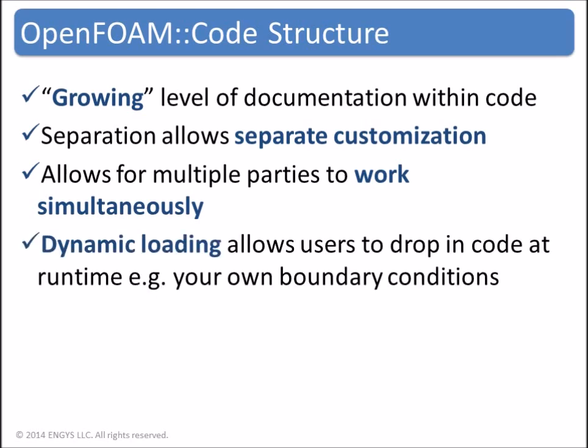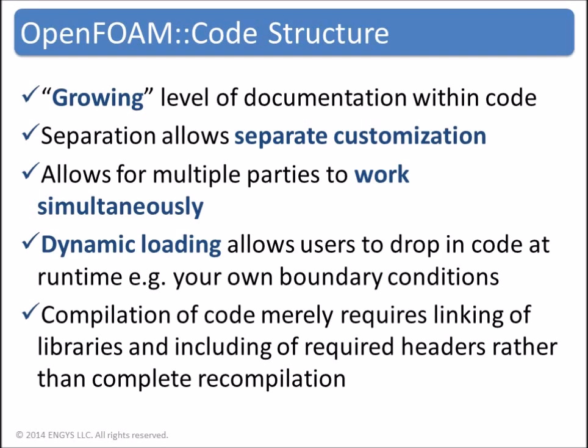Also, there's something called dynamic loading. So it allows you to kind of drop code in at runtime. You can make your own boundary conditions without necessarily having to recompile the entire library. You can pull out components and load at runtime. And the compilation of code, once you've compiled the entire library, if you want to make your own code or make your own solver, the compilation of the code merely requires linking of libraries and linking of the headers rather than an entire recompilation of everything. So wmake does a good job with this organization.